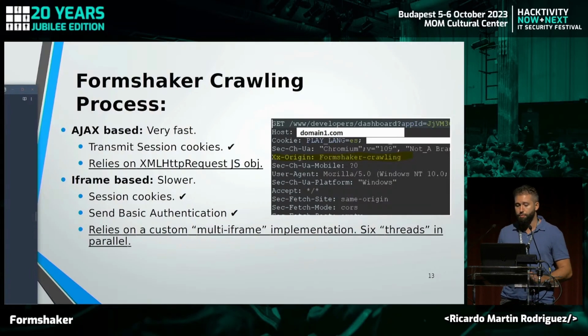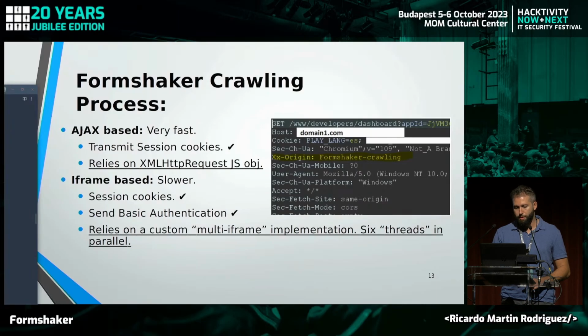On the left-hand side, you can see a screenshot from a network traffic capture, and that highlighted request header denotes that the request originated through the AJAX mode for crawling the website. Then we have the iframe base, which is slower than the AJAX base, works with session cookies and is also able to send basic authentication. This mode relies on a custom multi-iframe implementation I wrote, which lets you use up to 6 iframes to visit different parts of the web page.